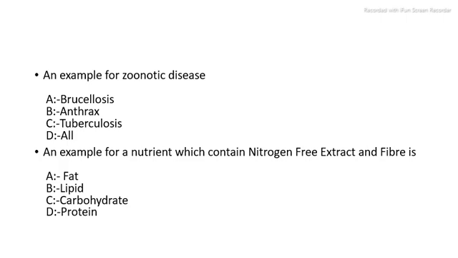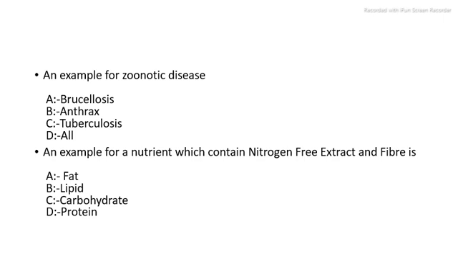Next question. An example for zoonotic disease. Option A brucellosis, option B anthrax, option C tuberculosis, option D all. So the correct answer is option D. Brucellosis, anthrax, tuberculosis, all these diseases are zoonotic diseases. So the correct answer is option D.